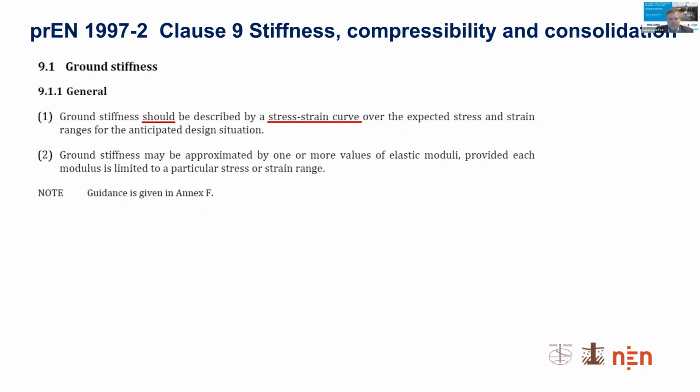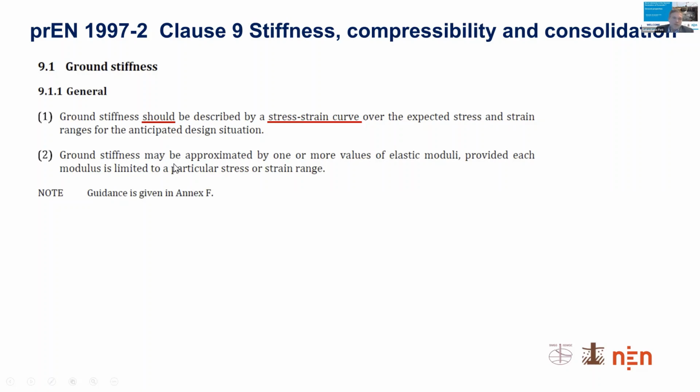The reference to the design situation means that whenever we are dealing with our parameters, we are identifying our properties, we always need to have in mind what we are going to construct. So which is our final objective of the design, and explore the behavior of the soil, having in mind the design situation that can be anticipated, that we have in our mind.